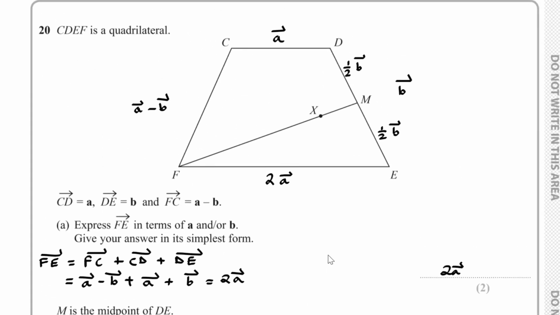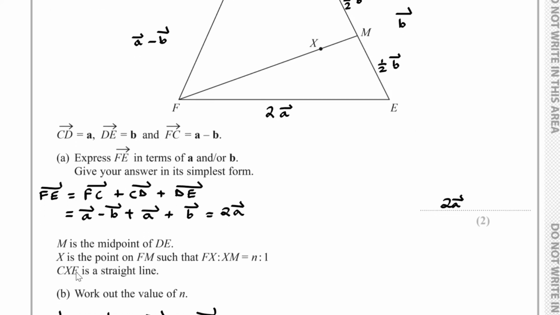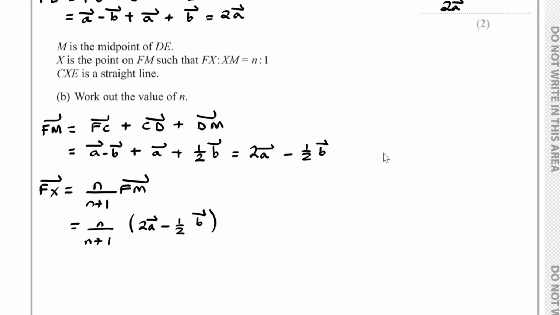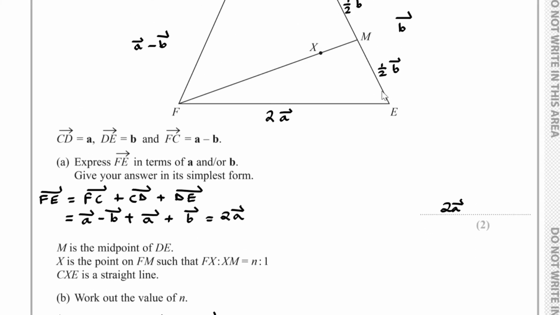Now what else can we figure out from this? Well, we can find the vector CE because we know that CXE is a straight line. So let's work out CE, and let's also work out CX from that. So the vector CE, starting at C, finishing at E, we can go to D first, and then we can go to E from D. So working this out, we end up with A plus B. Okay, that makes sense. We start over here and we end up here, so we've got A plus this B.